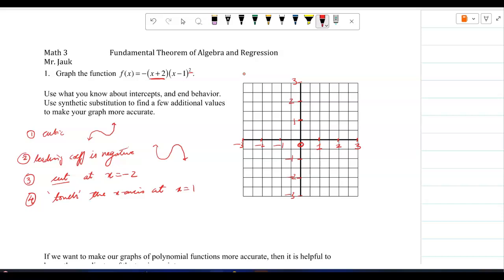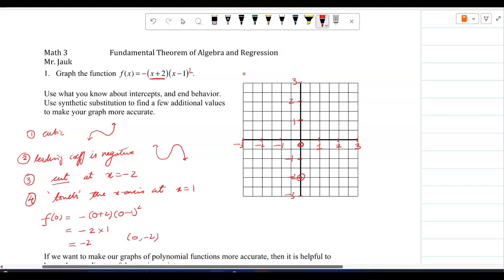So x of 0. Synthetic substitution is not required. Actually, you can directly do direct substitution because they are already the factors. So if you take x is 0, 0 plus 2, correct? 0 minus 1 squared. It's easier to do this way. You already have the factors. So minus 2, into minus 1 squared is 1. So basically minus 2. So 0, minus 2. Okay, we are getting 0.